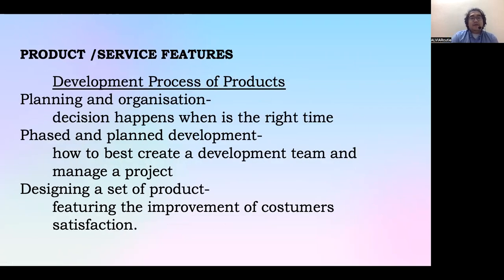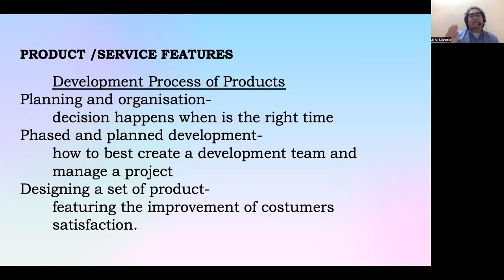So, service features. Development of process of products, planning and organization decision happen when it is right time. So, when producing a product, may development process tayong tinatawag. Ito yung mga steps natin bago ilabas yung product natin. Kailangan natin ng una, planning and organization. Ito yung pagdesisyonan natin kung kailan pwedeng ilabas, kung kailan pwedeng ibenta or kailan yung time kasi kailan yung peak.